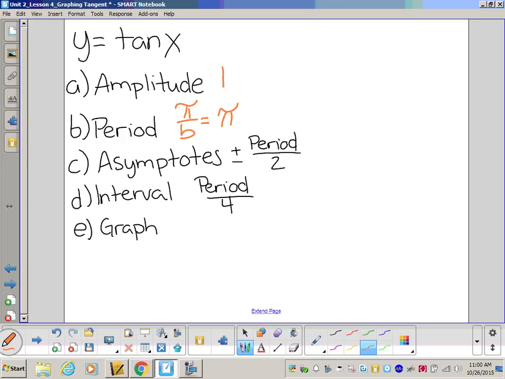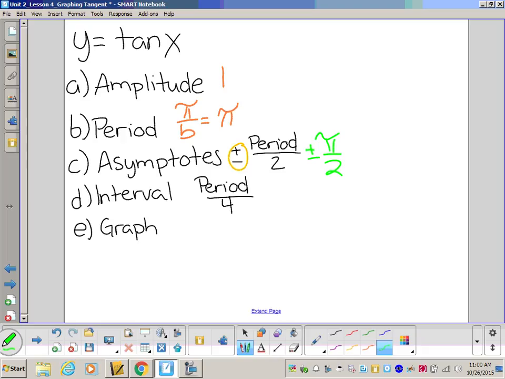So to find out the location of the asymptotes, because we're not shifting, tangent's going to be centered around the origin. To find the asymptotes, there's going to be one at the beginning and one at the end. So it's kind of like finding our start and our end. We take the period and we divide it by 2, and then there'll be one that's positive and one that's negative. So for regular tangent, there'll be an asymptote at minus pi over 2 and an asymptote at plus pi over 2. And in between it will be a curve.